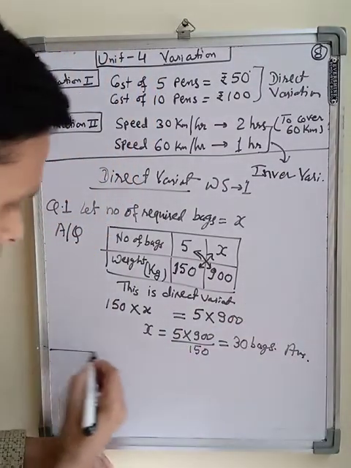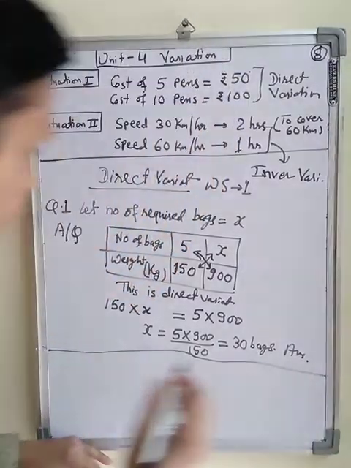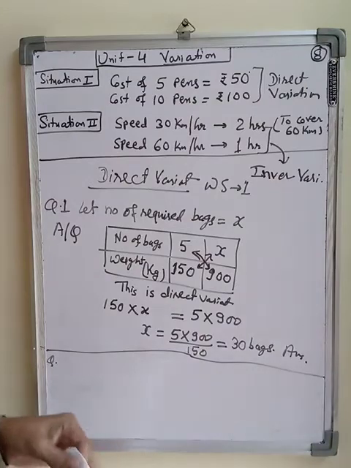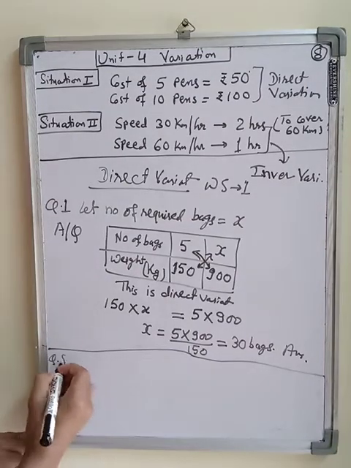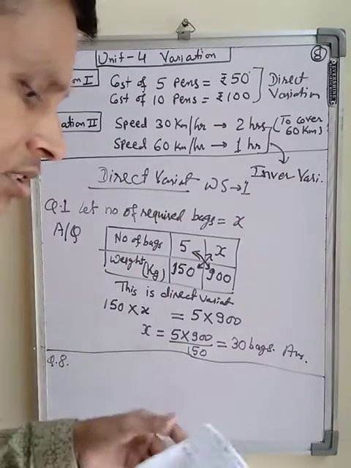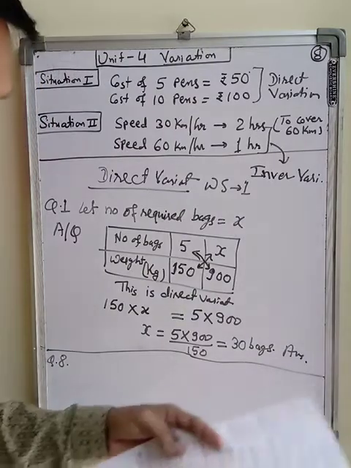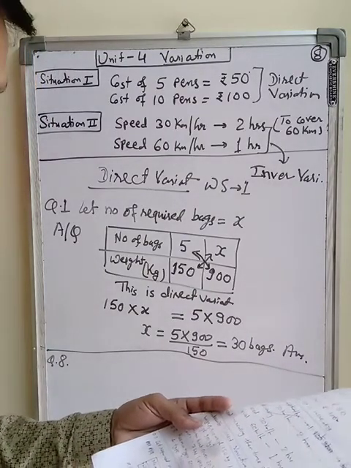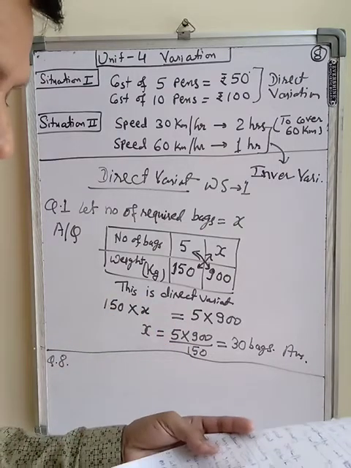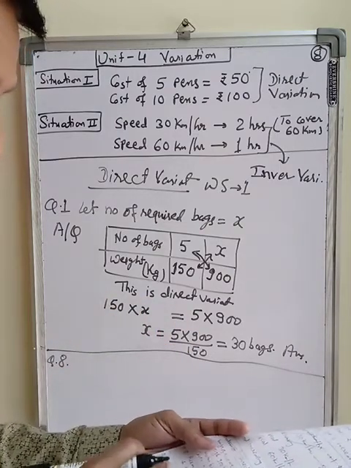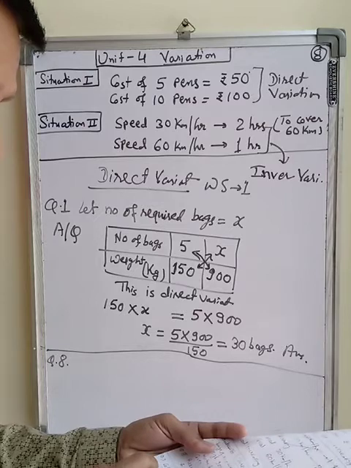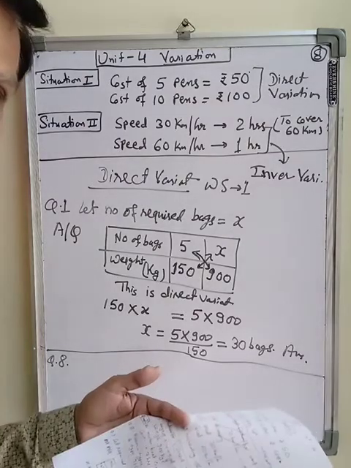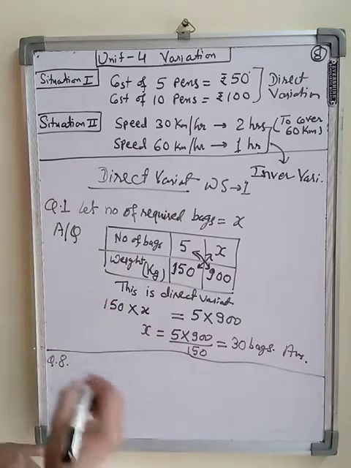Similarly, you see one more solution. Question number 8 I have solved. What is asked in question number 8? Rima types 600 words in 4 minutes. So two things we have to compare. What time will she take to type 3150 words? It asks for time, so we will take x.